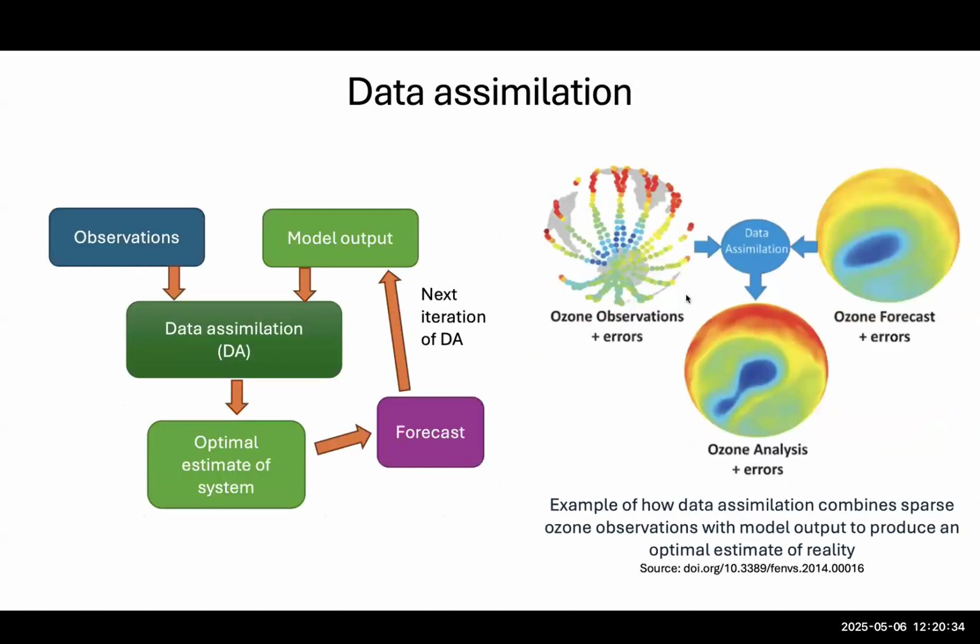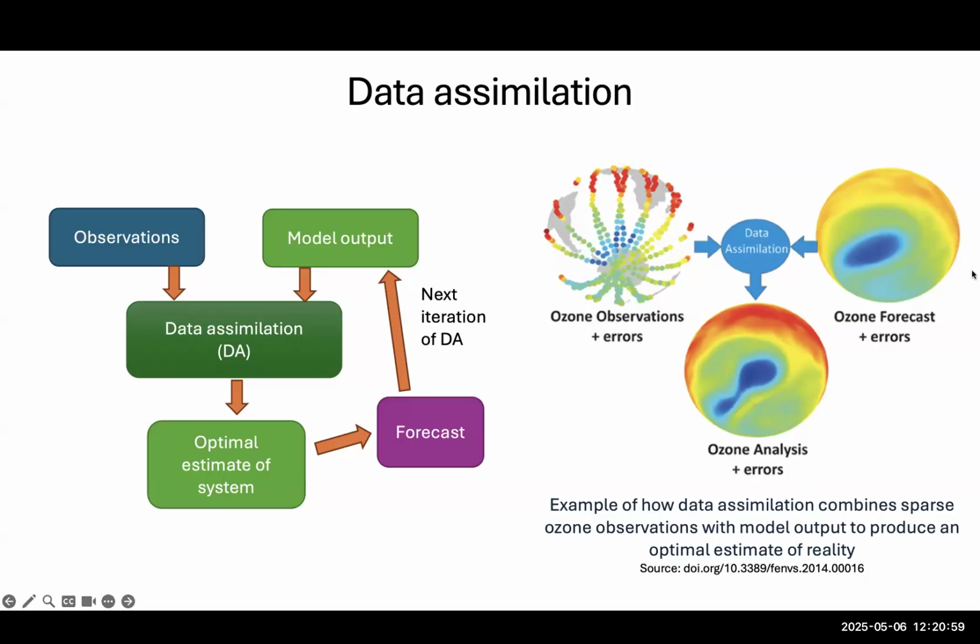So data assimilation aims to optimally combine the models with observations to better estimate the true state of the system, for better forecasting and better estimation of what's going on.